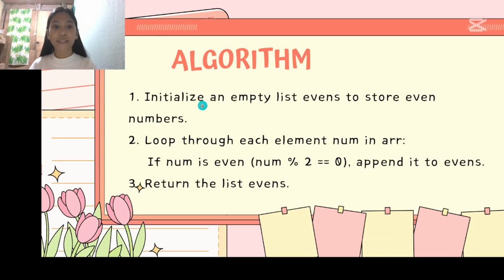So here we have an algorithm. First, initialize an empty list, evens, to store even numbers. Second, loop through each element num in arr, or array. If num is even, num modulo 2 is equal to 0, append it to evens. Third, return the list evens.